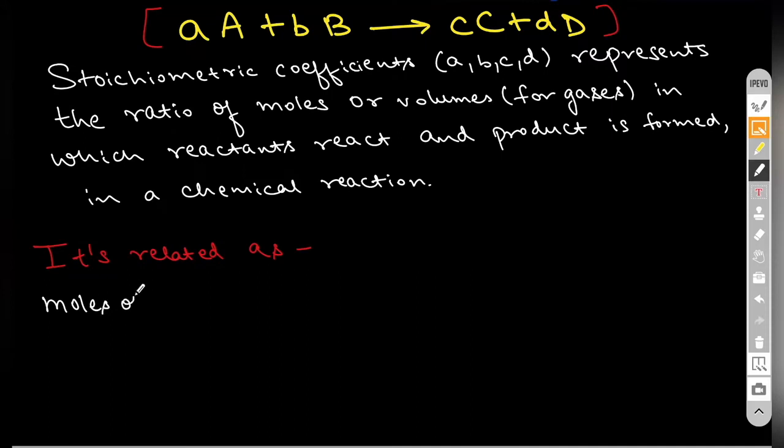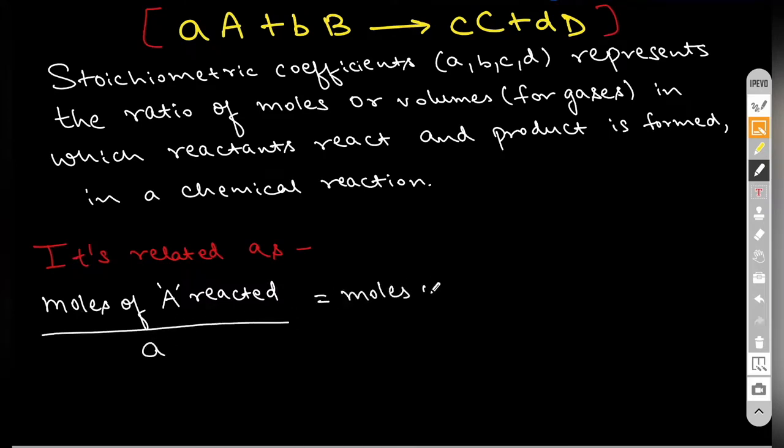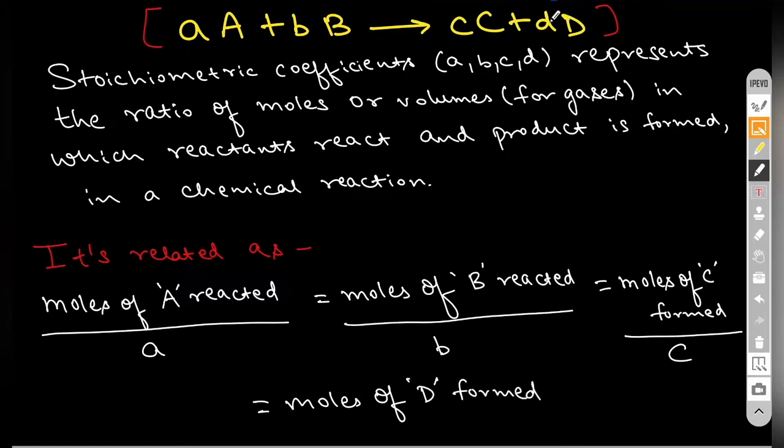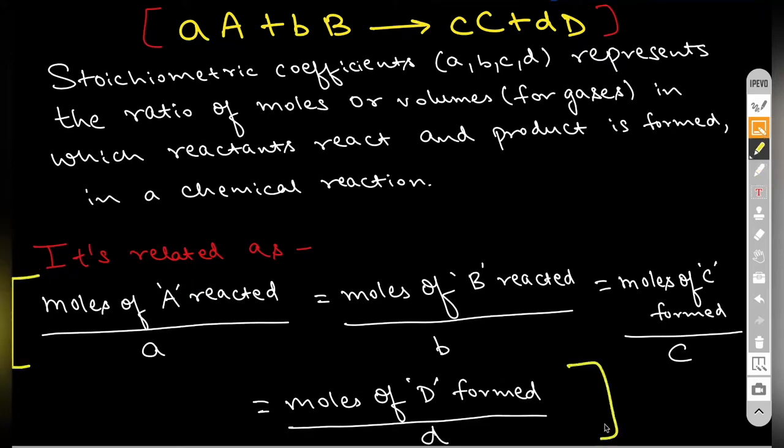This is very important, which we are going to write now. So moles of A reacted divided by small a, which is the stoichiometric coefficient, is equal to moles of B reacted. B is on the reactant side, so moles of B reacted divided by small b is equal to moles of C formed, because it is on the product side, divided by small c, is equal to moles of D formed divided by small d. This is a very important relationship you need to remember. Basically we divided moles of reactant and product with their respective stoichiometric coefficients.